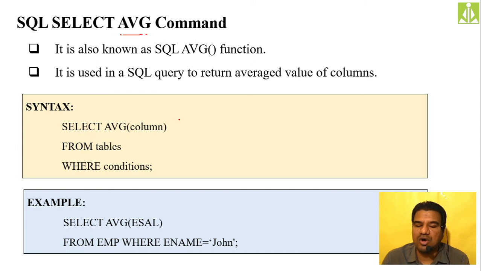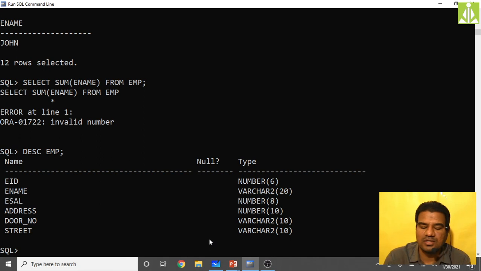Select average of column name from table name. You can even put the condition also, like e-salary average I am calculating over here. So select average of e-salary from employee table where employee name is John. Okay, so like that you can frame.